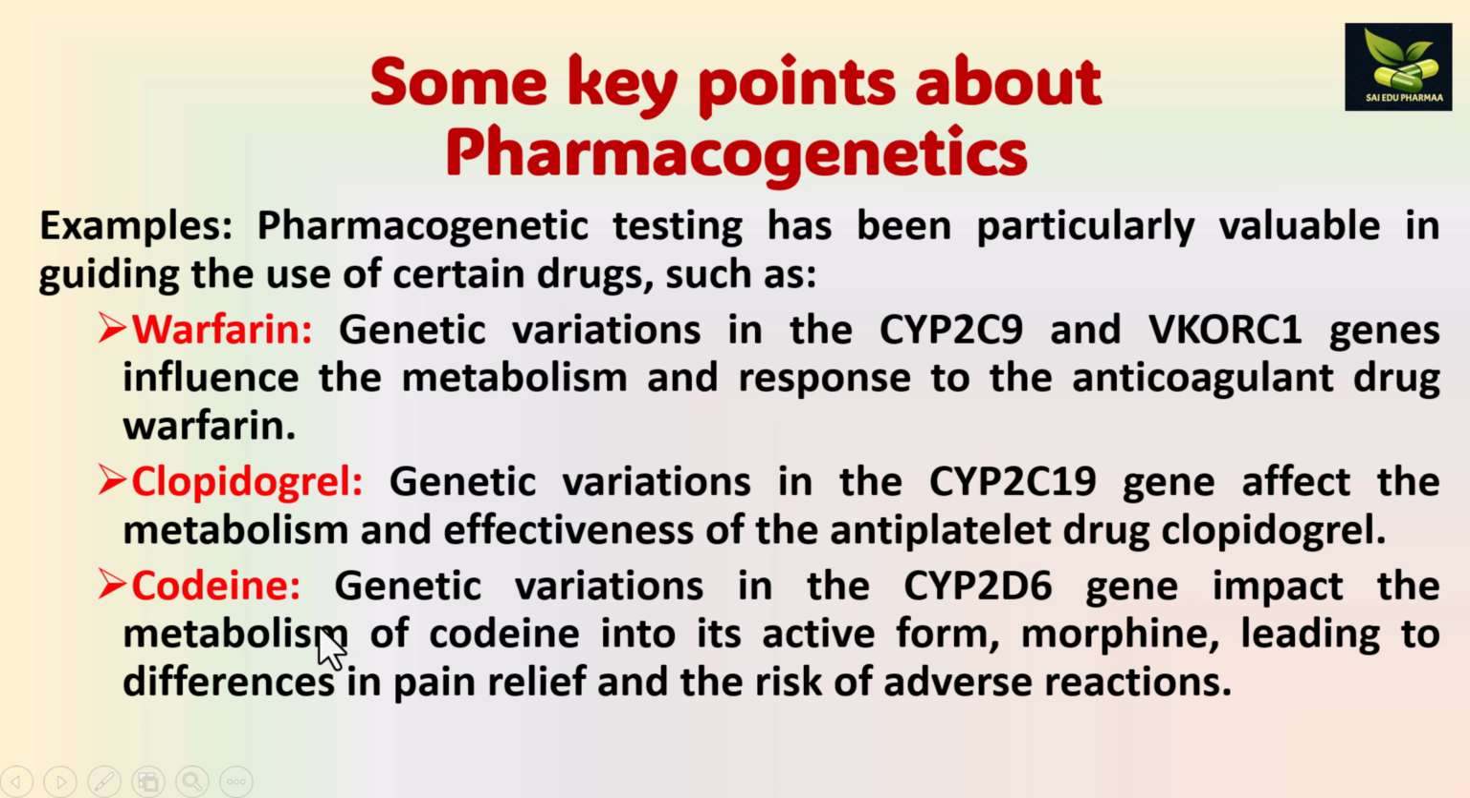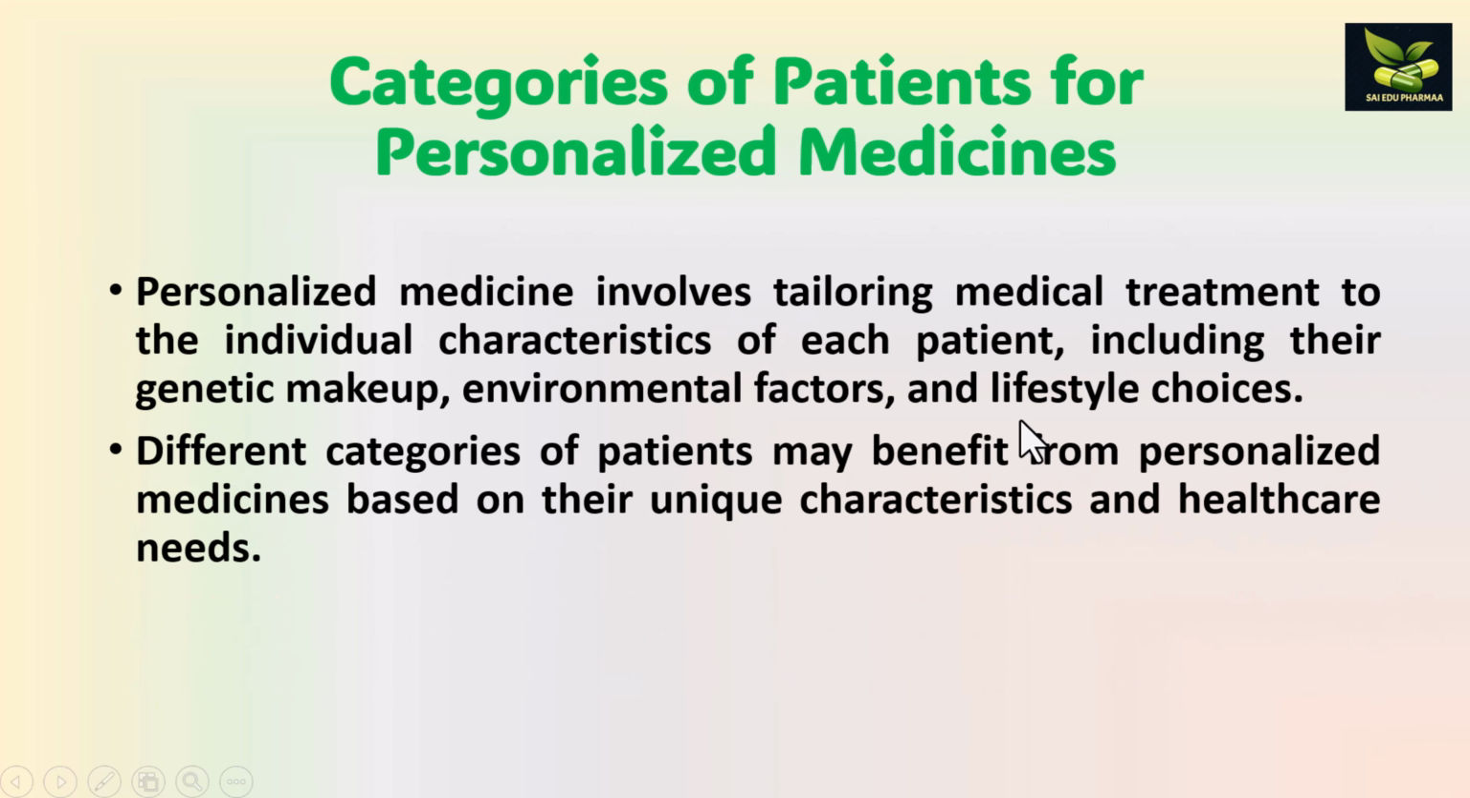Next is codeine. We can see that genetic variation in the CYP2D6 gene impacts the metabolism of codeine into its active form, morphine, leading to differences in pain relief and the risk of adverse reactions. These are the examples that you have to learn, and if you write them in the exam, then it will be very impactful. So next comes the categories of patients for personalized medicines.